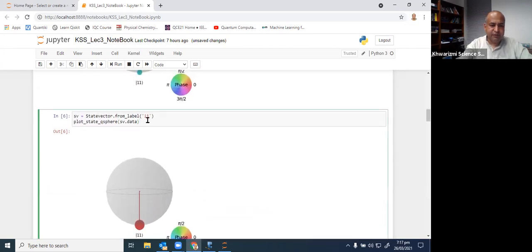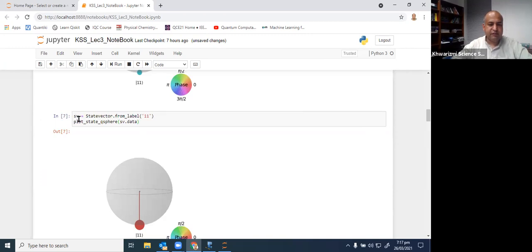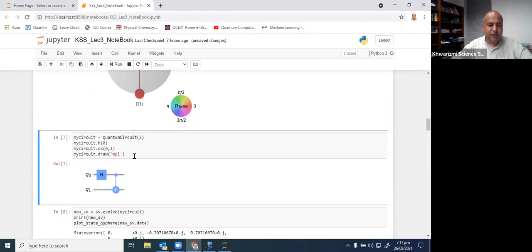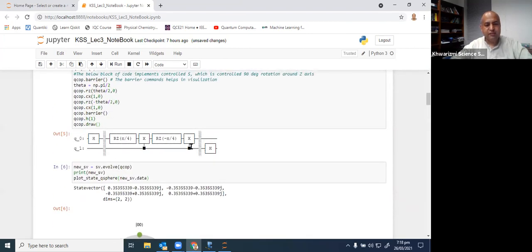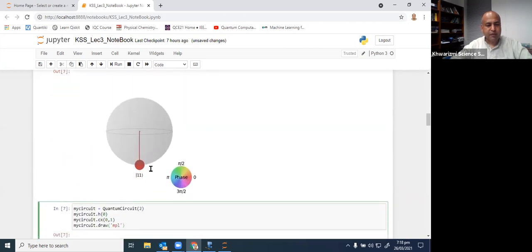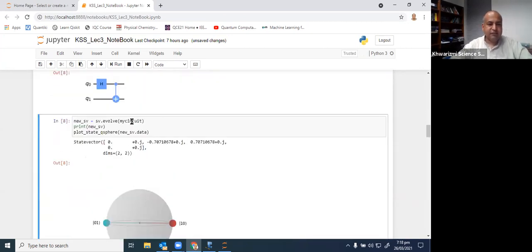Okay, just another example. You have a state vector SV, again prepared from 11. Now here I have shown the circuit for entanglement. I'm building a 2-qubit quantum circuit and I only have a Hadamard and a control X gate. Then I'm introducing another option for drawing, 'mpl', the abbreviation for matplotlib. Matplotlib is a library in Python used to make more complicated plots. If you want to draw the circuit a bit more beautifully, you can always use this mpl. If you don't use mpl, then your drawing is just going to be simple text.